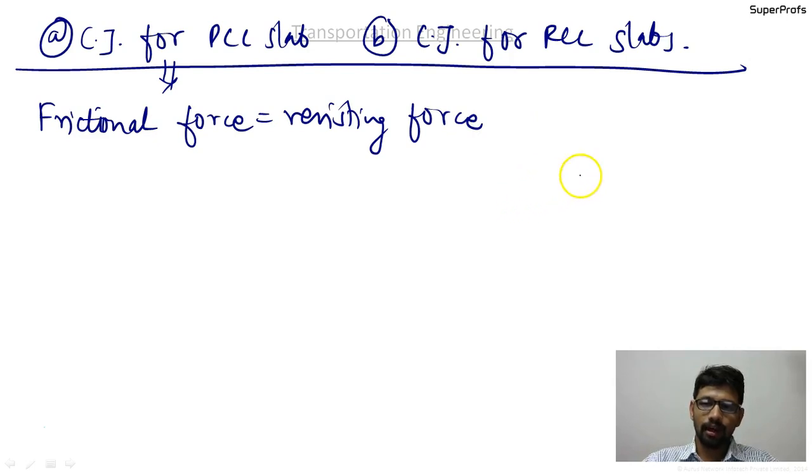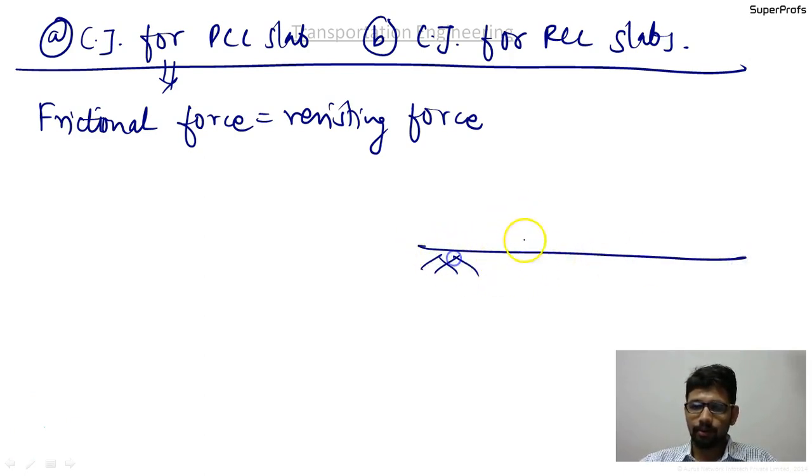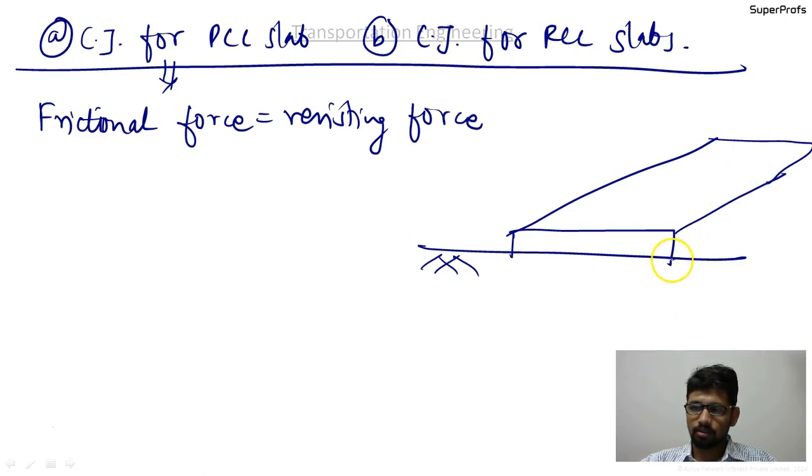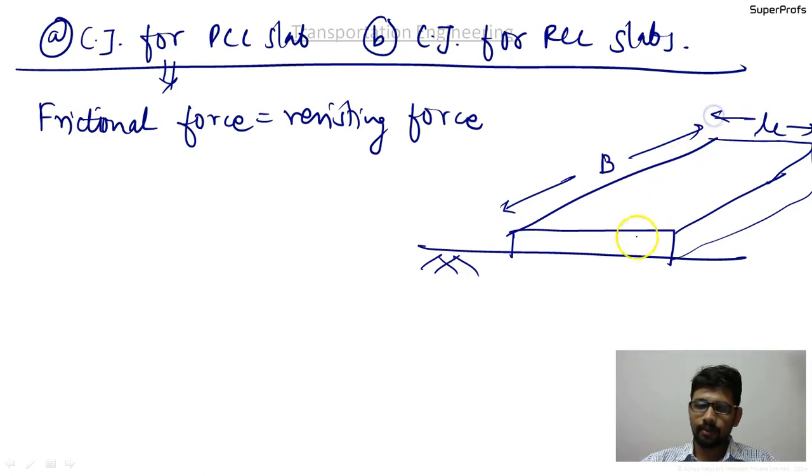So the frictional force generated will be given by the same situation that we discussed earlier while calculating the frictional stresses. Say there is a slab like this, the pavement slab resting on ground like this, and B is the width like this, and this is the length L suffix C. So the frictional stresses will be generated like this in the opposite direction.